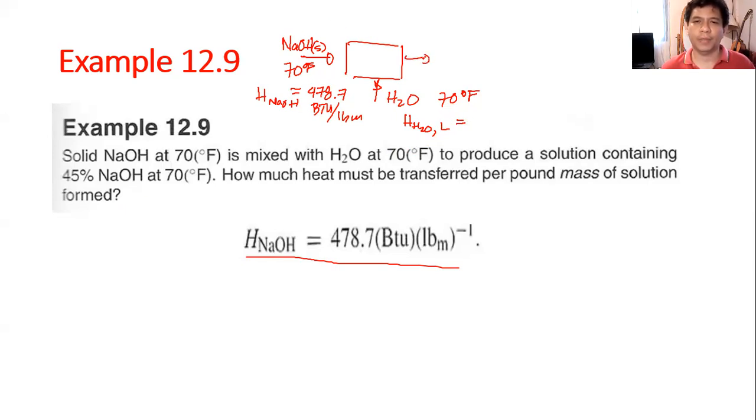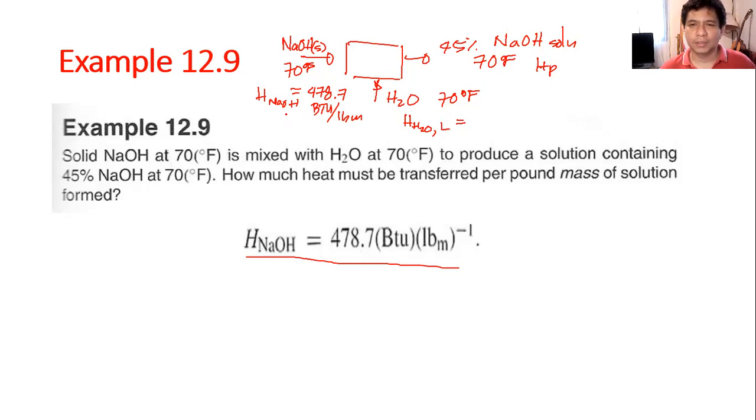Tapos we have a 45% sodium hydroxide solution. So ito naman, syempre, doon natin kukunin sa diagram ng kanyang enthalpy, no? 70 degrees Fahrenheit. Di ba? May temperature tayo tapos meron tayong concentration. So makukuha natin yung HP. Di ba?